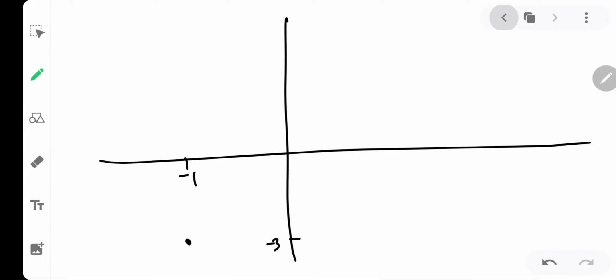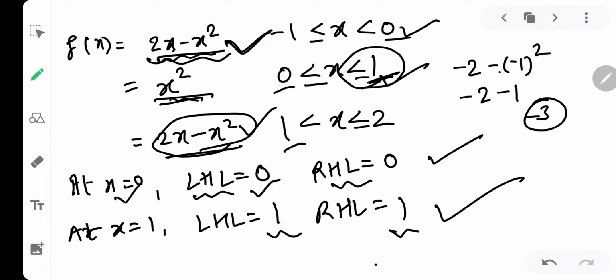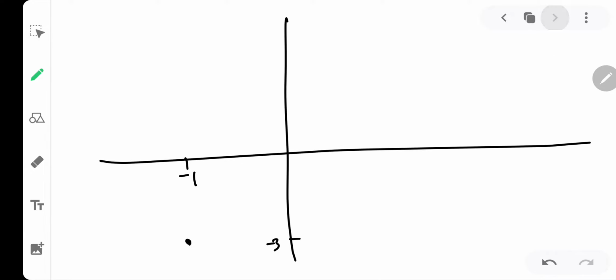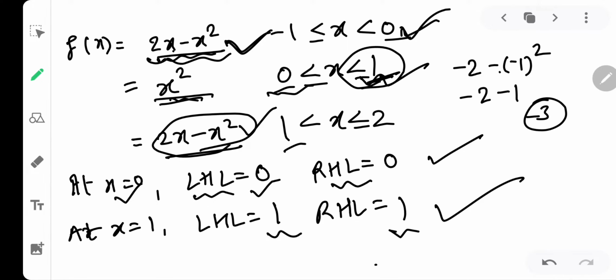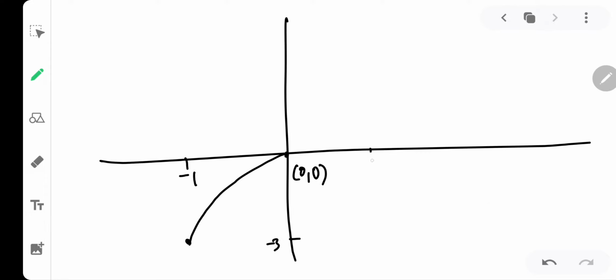Okay, and the curve is 2x minus x square. 2x minus x square is a parabola, and this particular parabola opens vertically downwards. At x equal to 0 it will be 0, so the graph is going something like this, because at x equal to 0 it is 0. So let me write down 0, 0. See how nice it is, I am just enjoying this. Okay, from 0 to 1: at x equal to 0 the value is 0, and at x equal to 1 the value is 1. So this is going to be something like this.